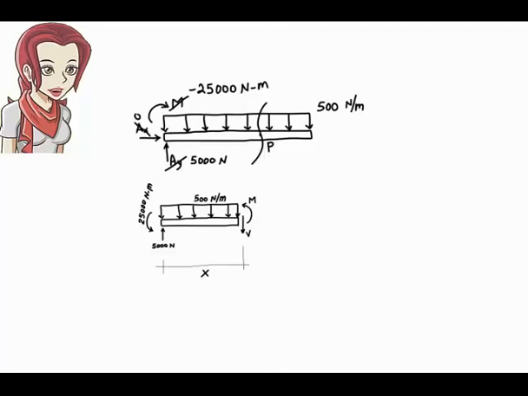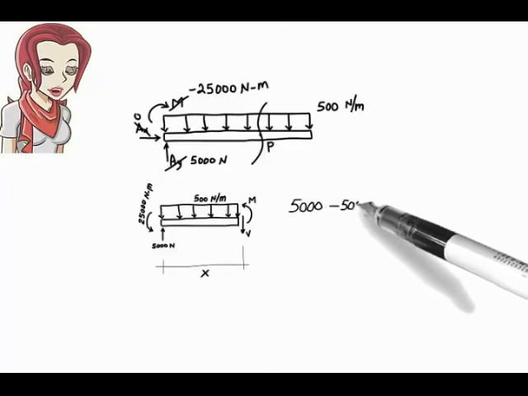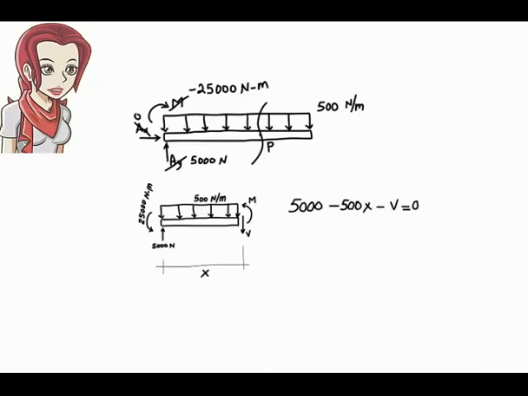We have sum of the forces in the y direction must be 0. That is 5,000 minus 500x minus V equals 0. Here, 500x is the area of the distributed load applied to the segment. The rectangular load has a height of 500 and a base of x. Therefore, its area is 500 times x.